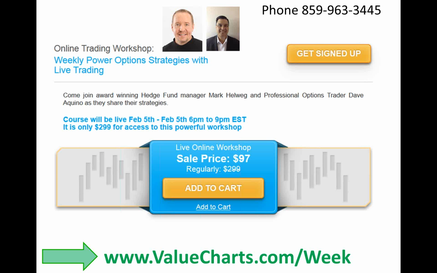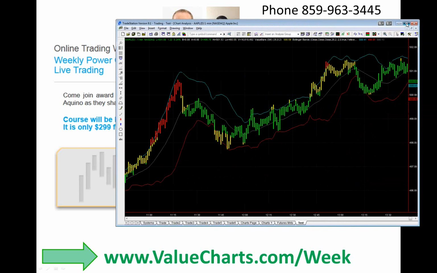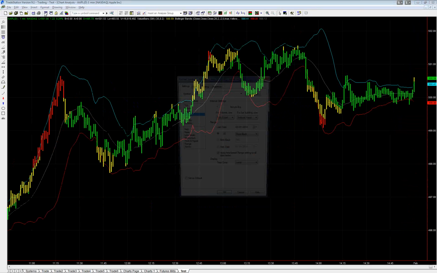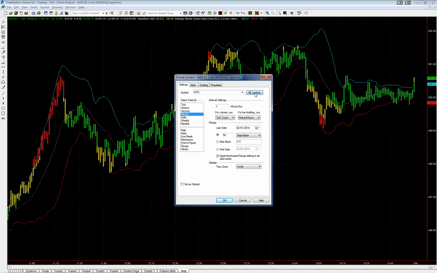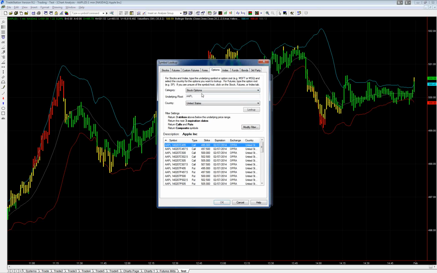Okay, please show how to set up an options chart to the standard chart for Apple. If you're on TradeStation and you want to access the option charts, go to Format, go to Symbol, and then go to Lookup. Right here, click Options, and then type in your symbol, so AAPL, and press Enter. It's going to show you a lot of the call and put options that are very close to being at the money.